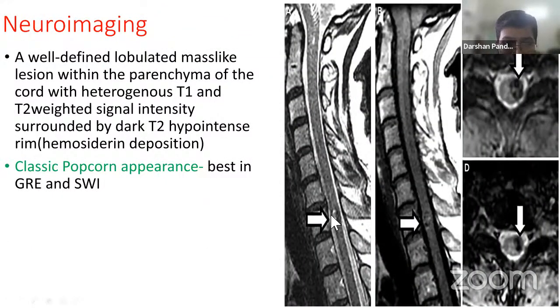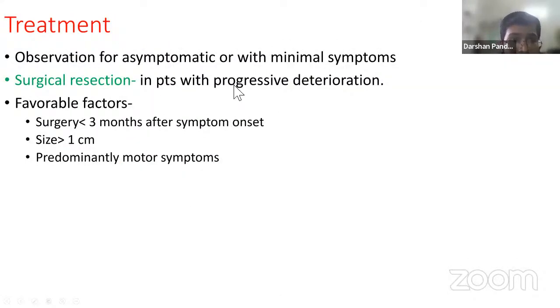Here we can see that classic popcorn appearance. So for treatment, if asymptomatic, we can observe. In patients with progressive deterioration, surgical resection is required. If surgery is done within 3 months of symptom onset, or the size is more than 1 centimeter, or there are predominantly motor symptoms, then these are favorable factors.